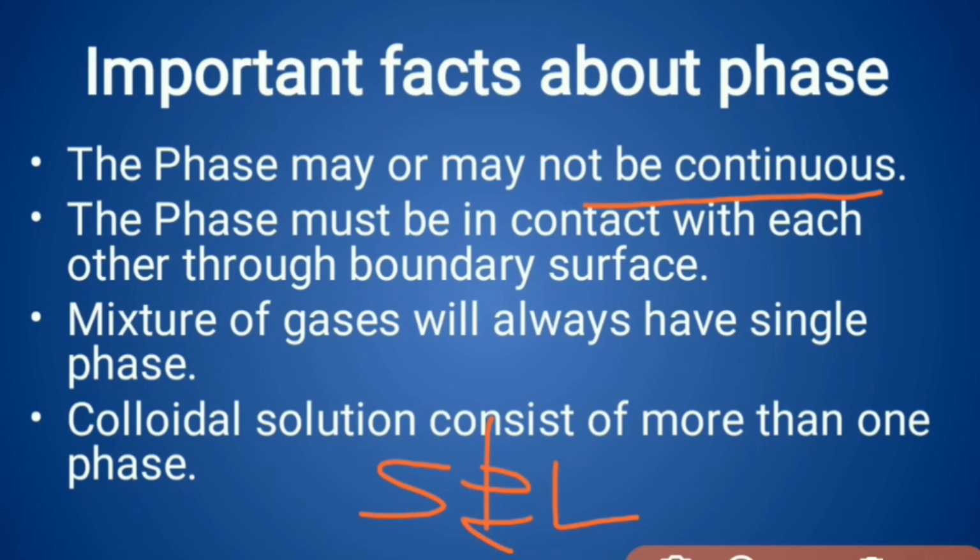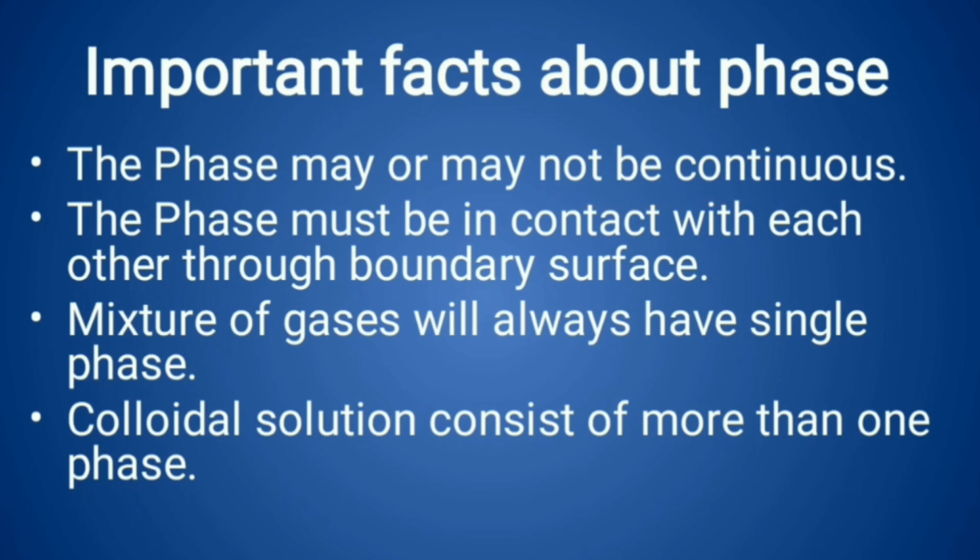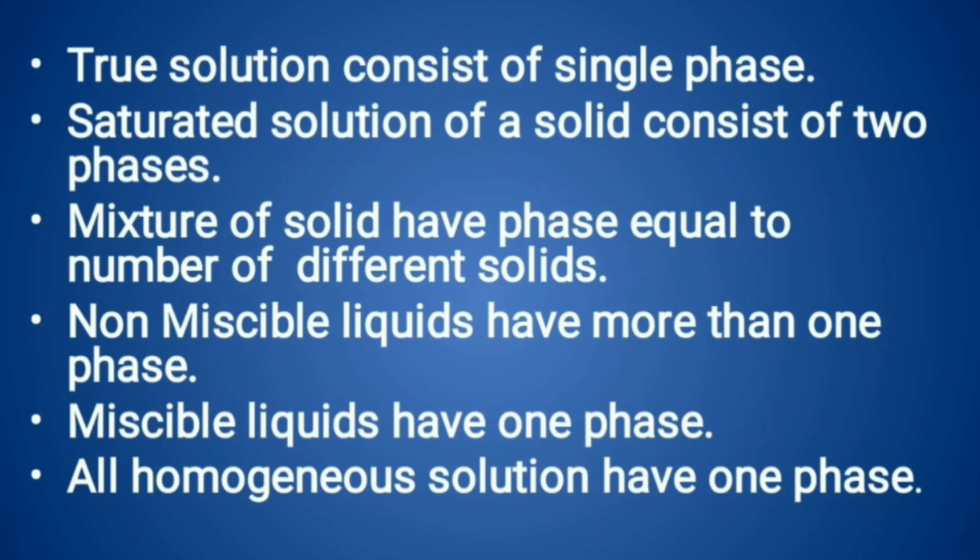Then we will talk about the colloidal solution, and what the phase of a colloidal solution is. A colloidal solution consists of more than one phase. Why? Because it does not have a single phase. That is why it is a colloidal solution. The next point is that a true solution consists of a single phase. We have studied the true solution, so we all know that it is of single phase.